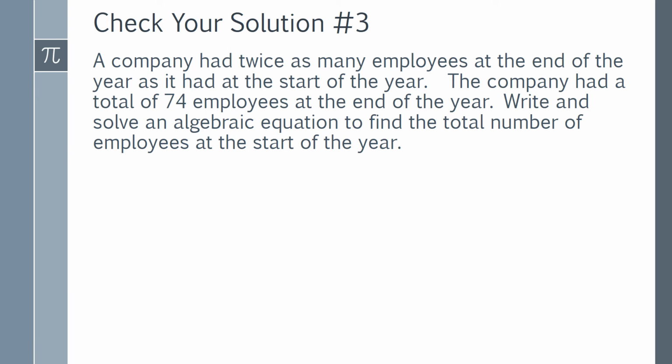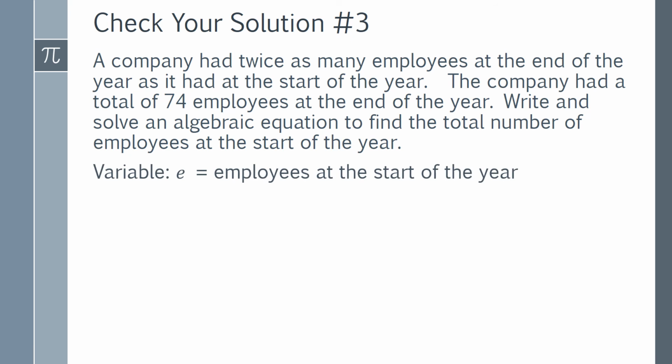In order to solve this problem, we need to start by defining our variable and then by writing an equation. This time we will use the variable e, which is the number of employees at the start of the year. Our equation is 2 times e equals 74 employees.